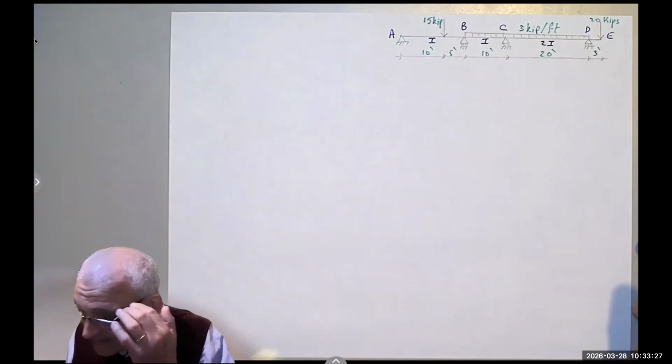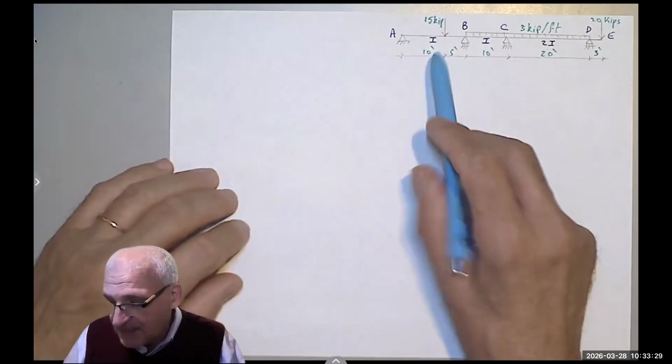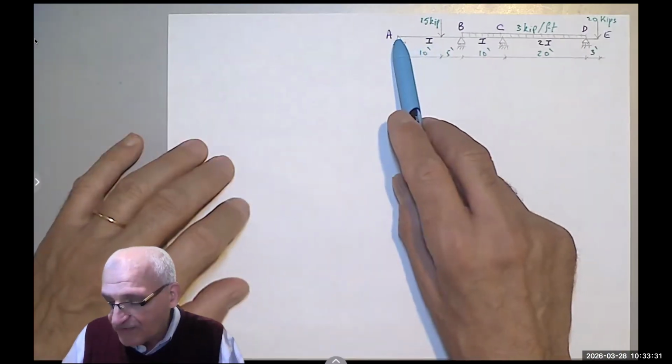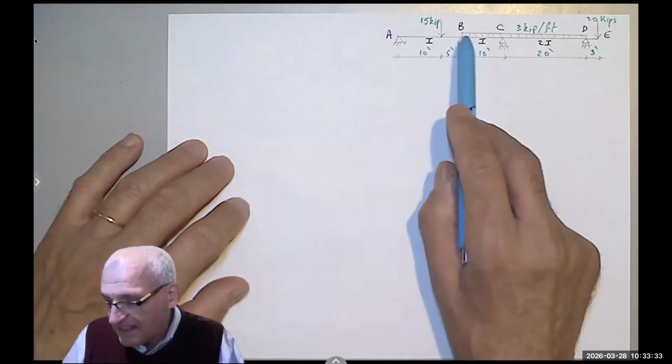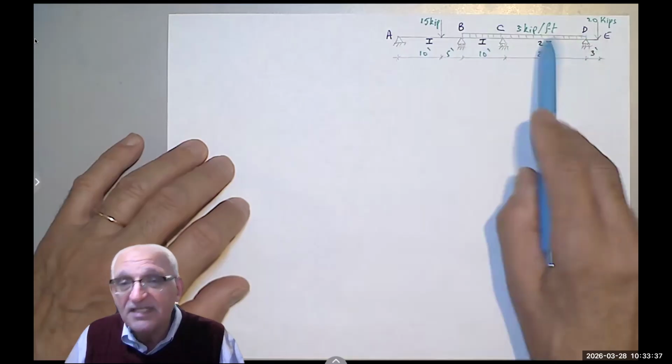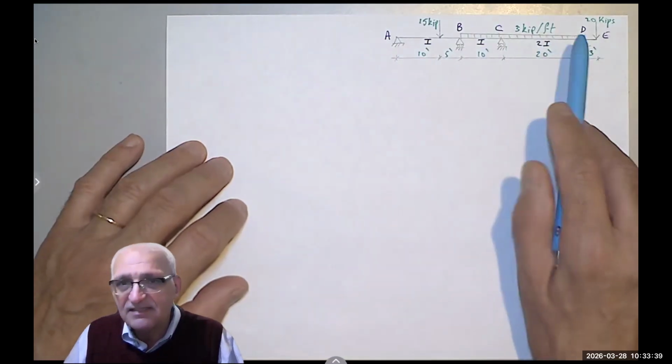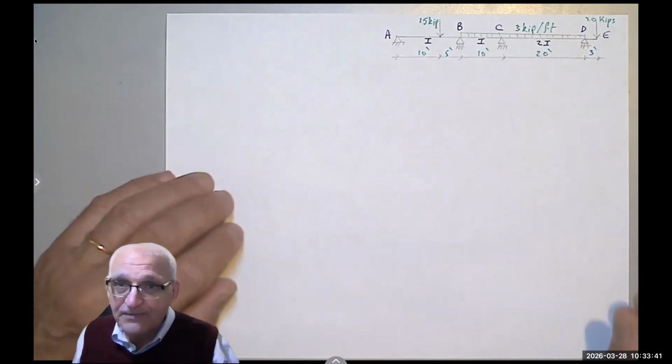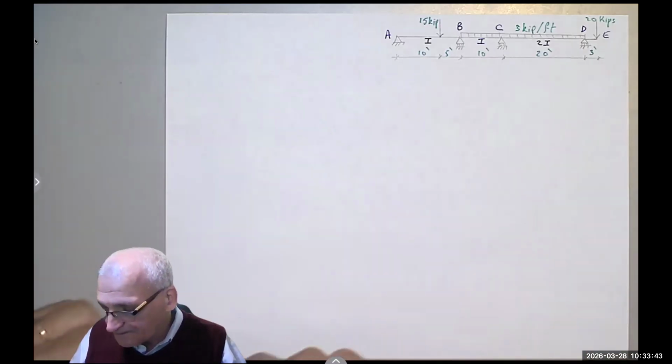On top of that, I threw in something here: the moment of inertia for part AB and BC is I, but for CD, the longer one, is twice I. So how does that affect our calculations of relative stiffness?